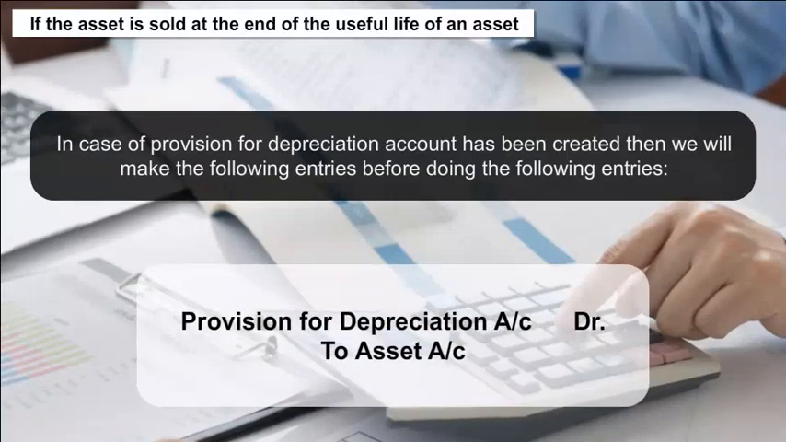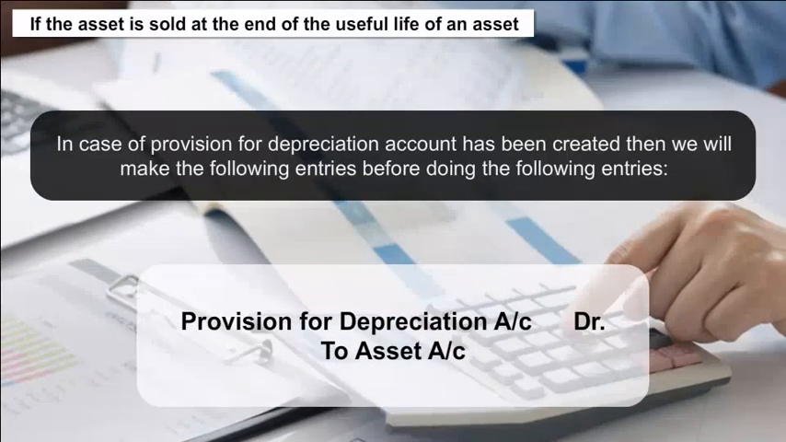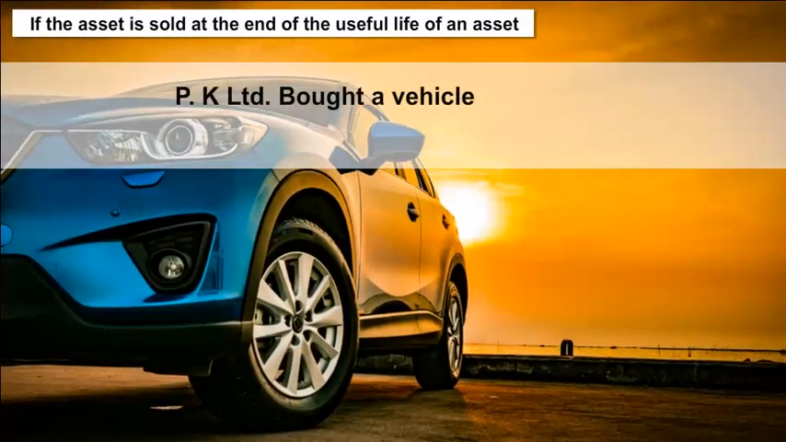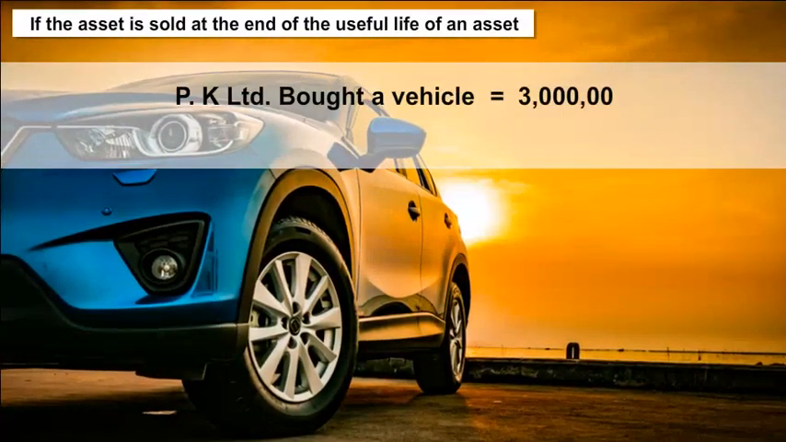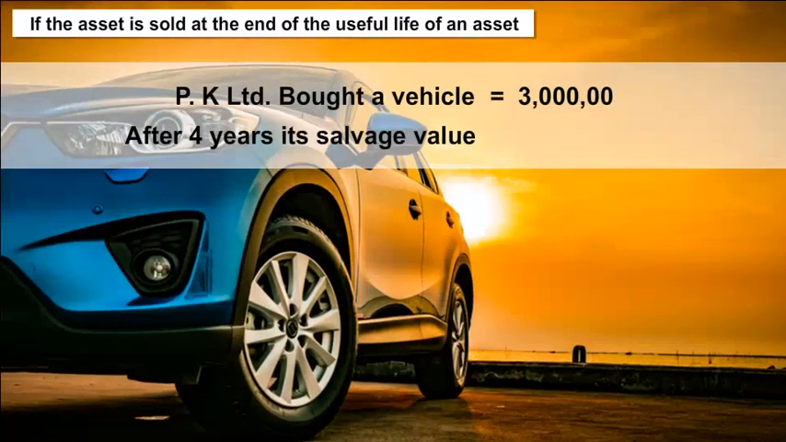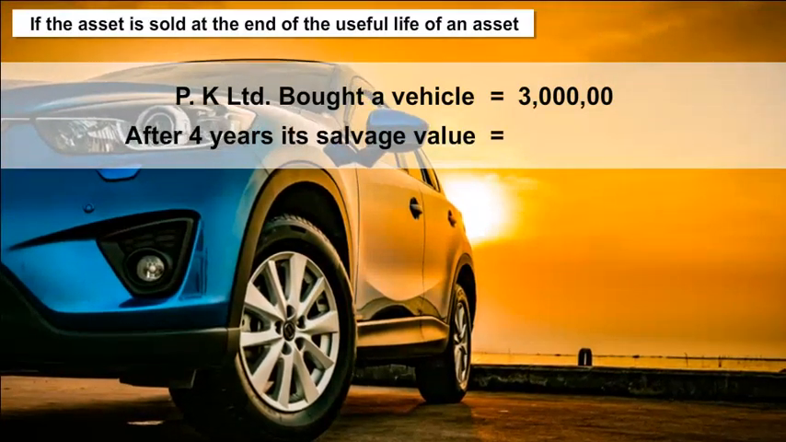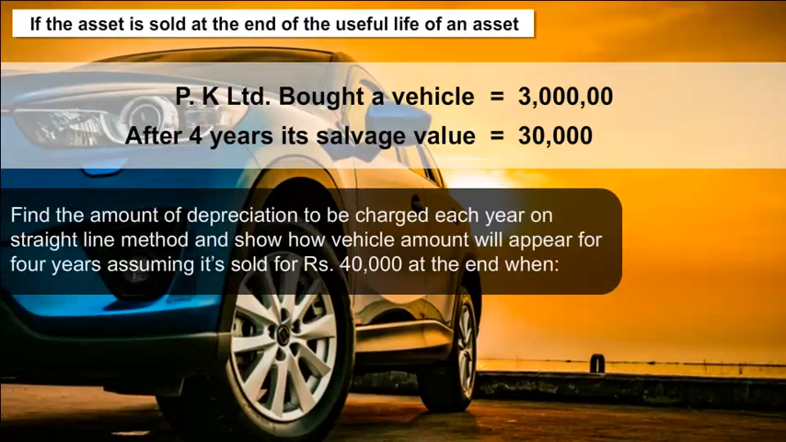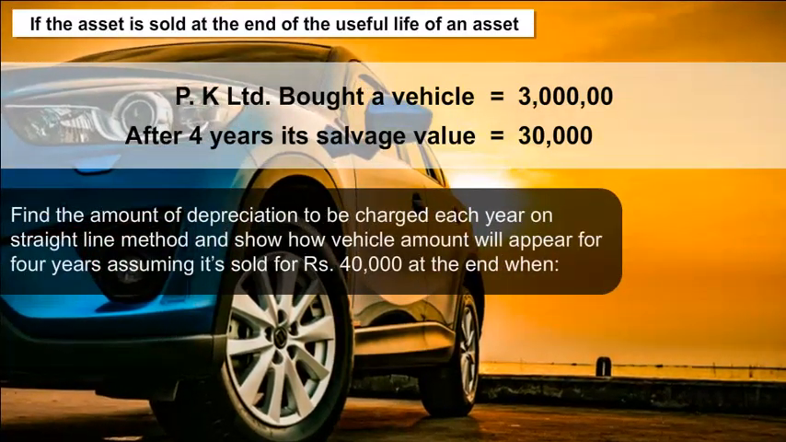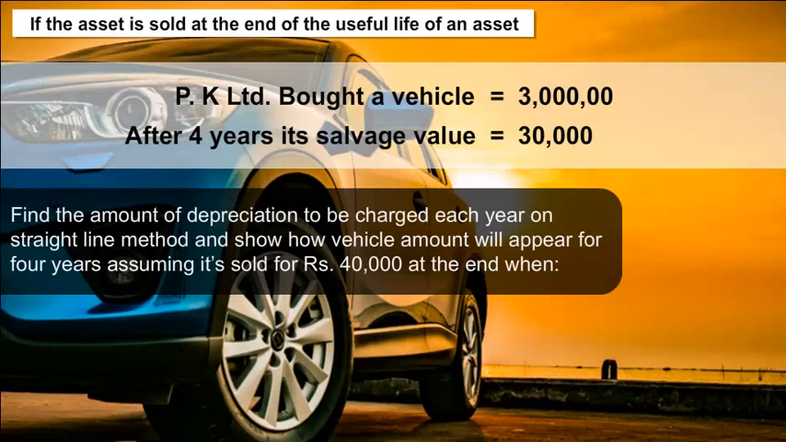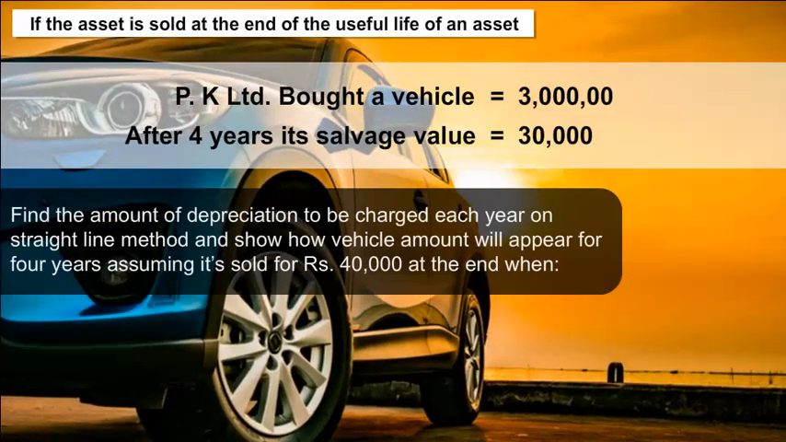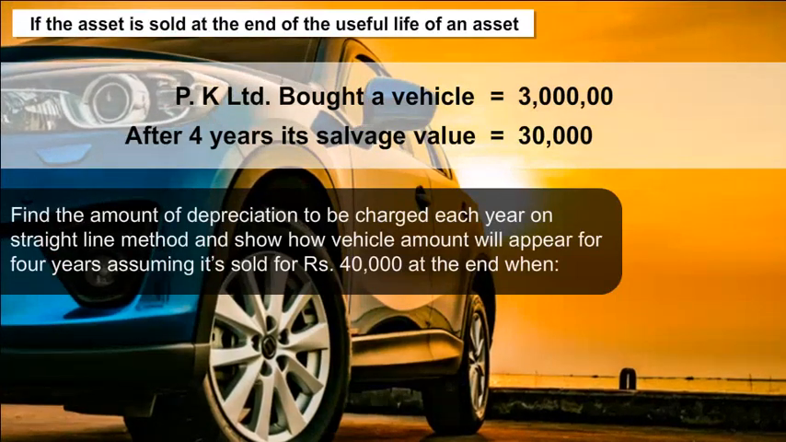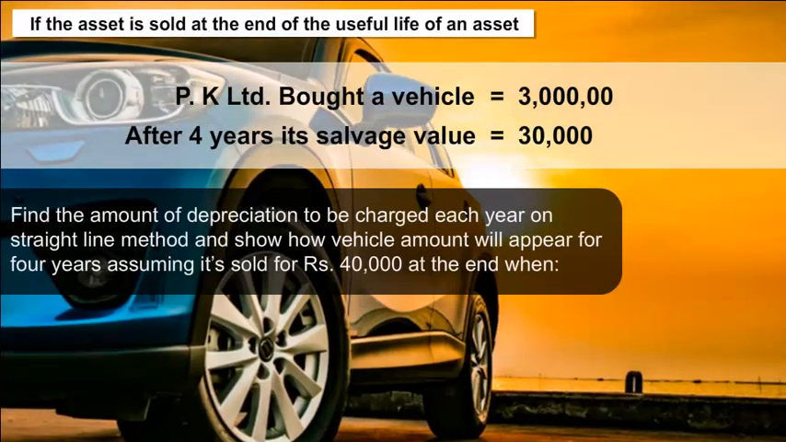Provision of depreciation account, debit to asset account. For example, PK Limited bought a vehicle for 3 lakh rupees. After 4 years, its salvage value is estimated at 30,000. Find the amount of depreciation to be charged each year on straight line method and show how the vehicle amount will appear for 4 years, assuming it's sold for 40,000 at the end.